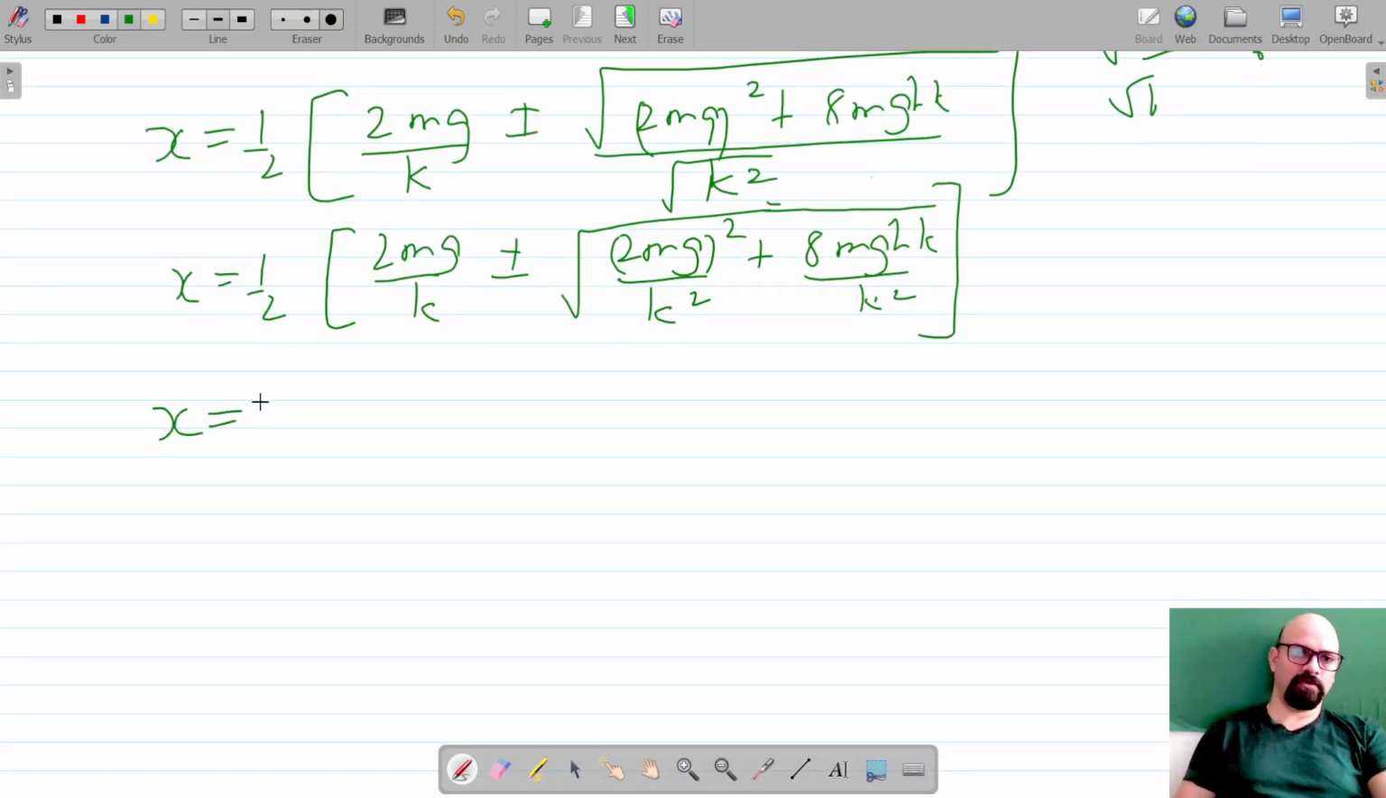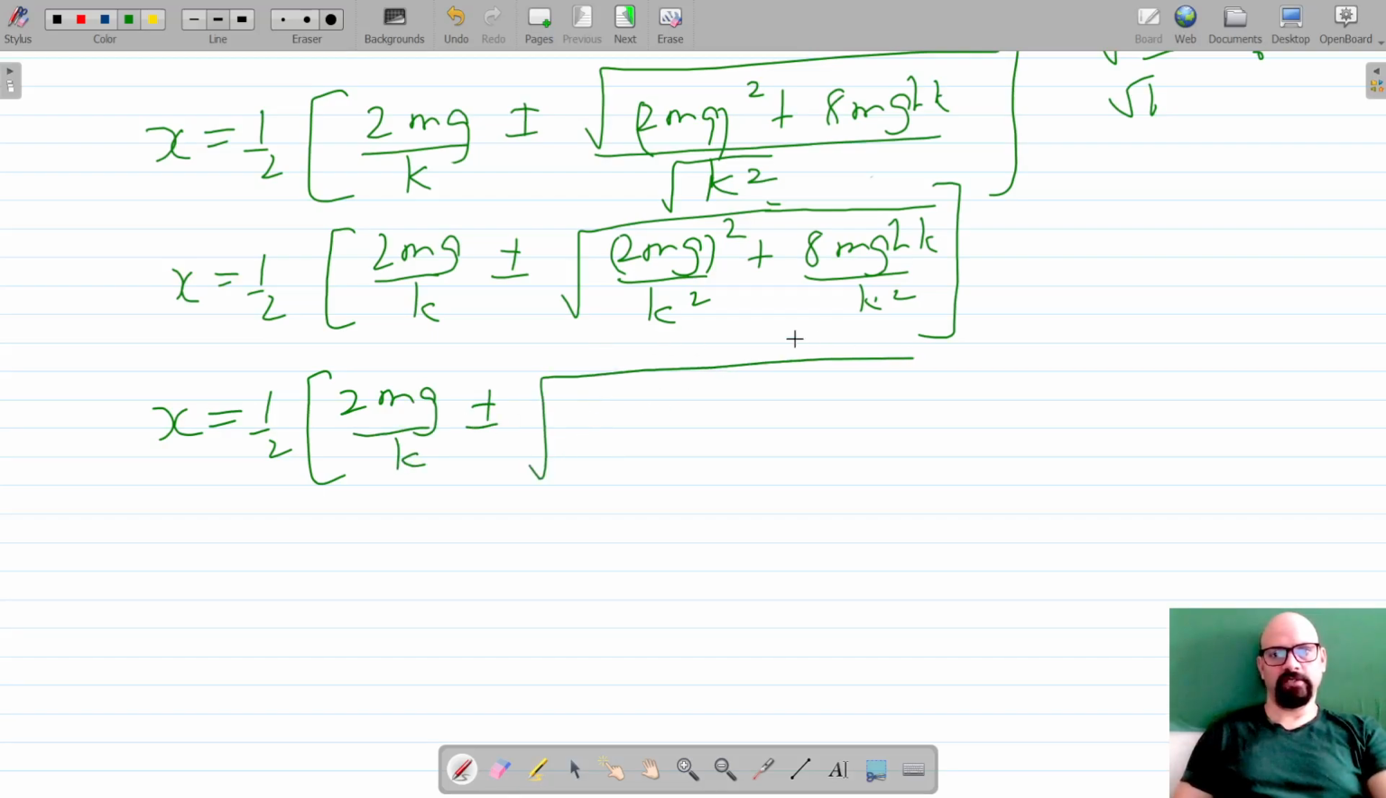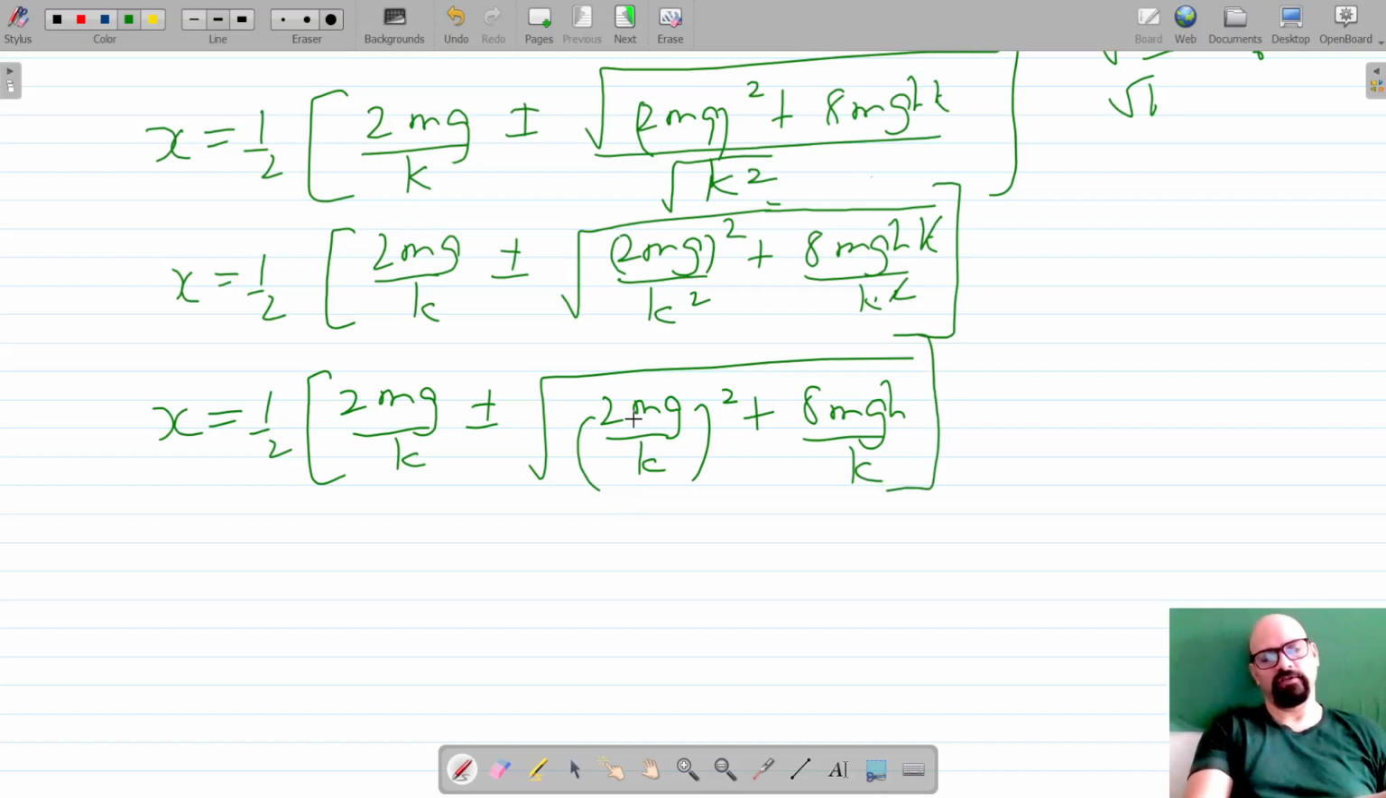So x is equal to half, and this is 2mg by k plus or minus the root of 2mg upon k the whole squared plus, with this k cancelled, 8mgh by k. So this is the maximum distance by which the spring is compressed when a block of mass m falls on a spring of spring constant k. So x is half into 2mg by k plus or minus the root of 2mg by k the whole squared plus 8mgh by k.